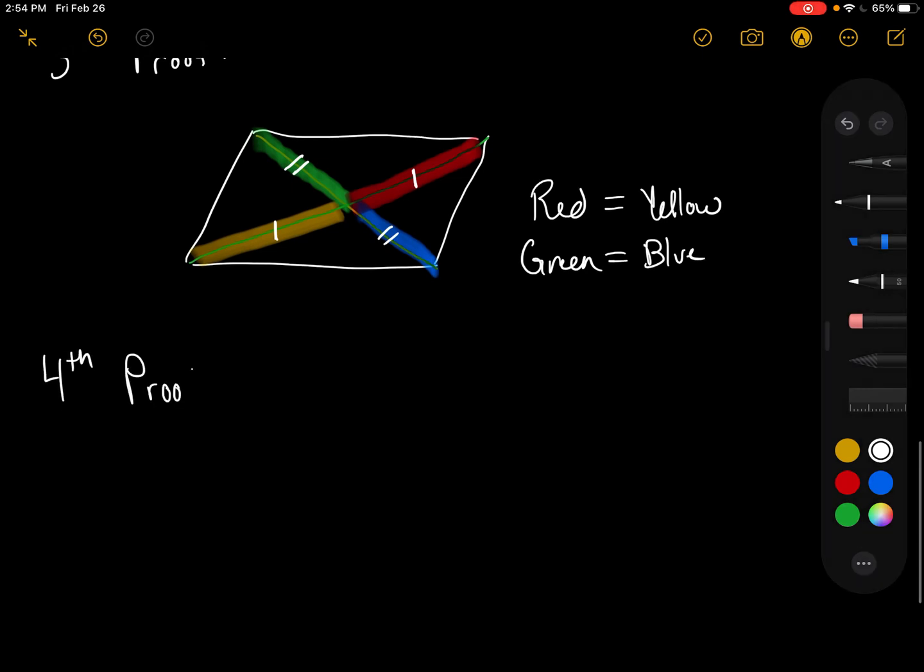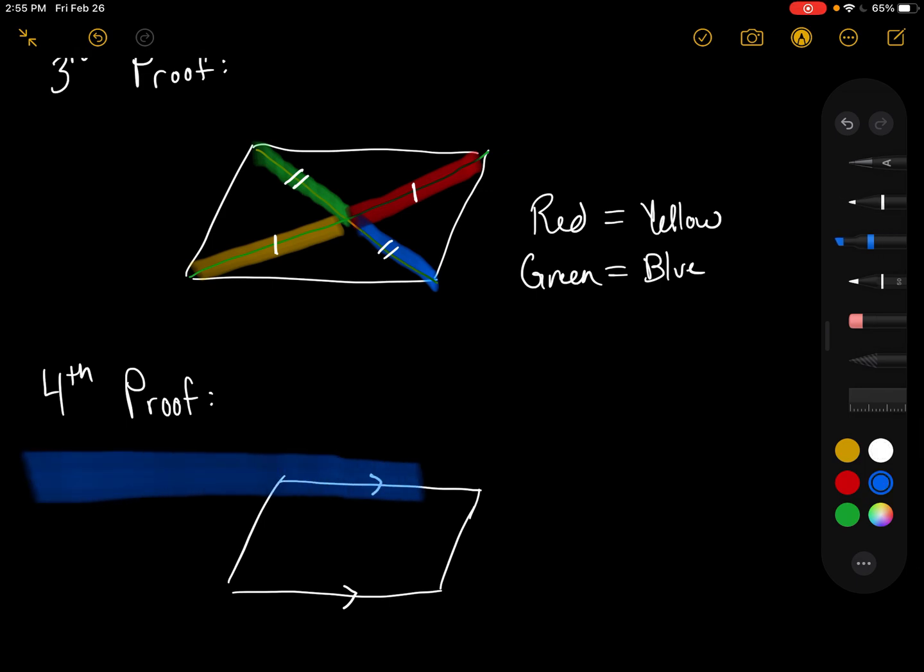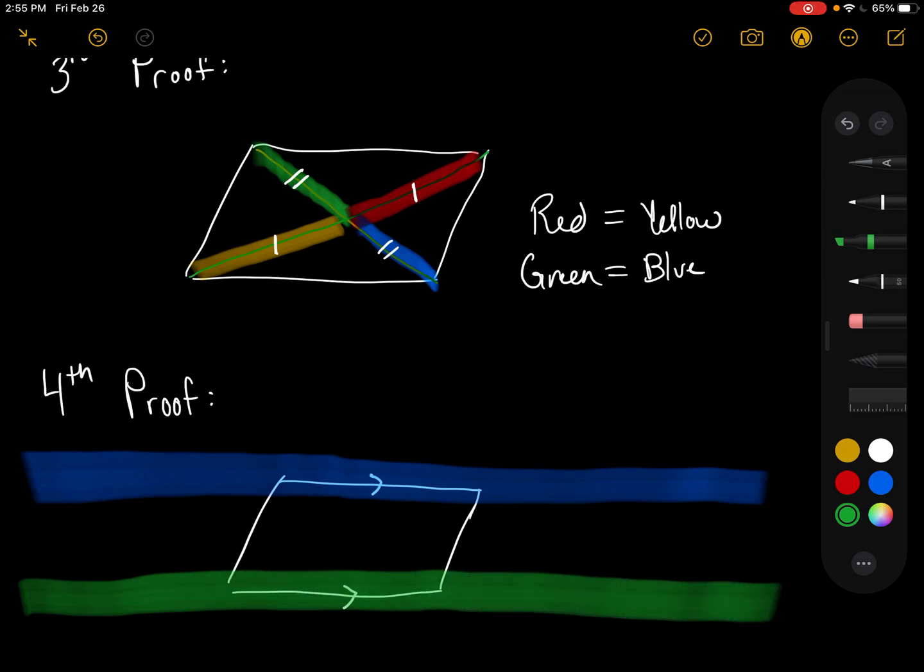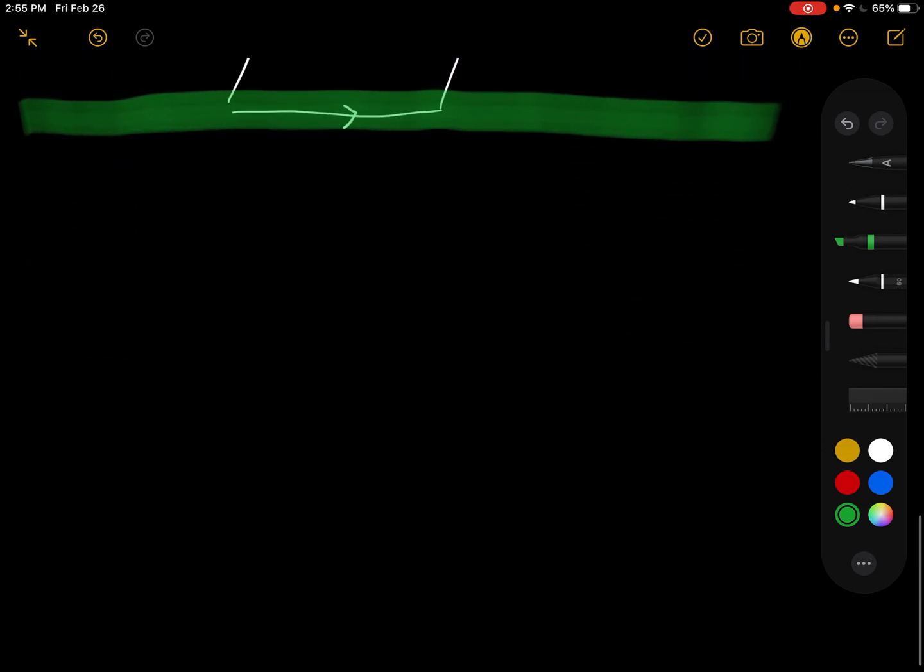For our fourth proof, the only thing that we need to prove is a single set of parallel lines. So if we can say that this and this are parallel, so if they extend forever without crossing, then we know for sure that it is a parallelogram. So there are some detailed notes on those four proofs, and we're going to finish the video today with a few examples. And we'll do two.